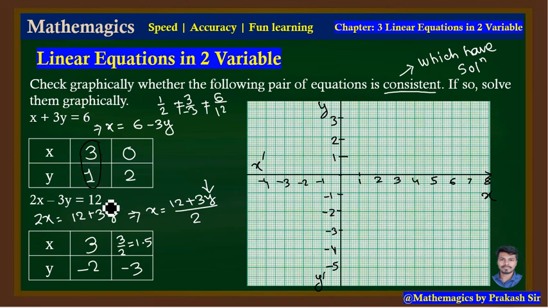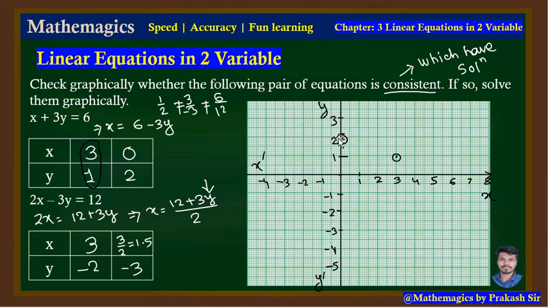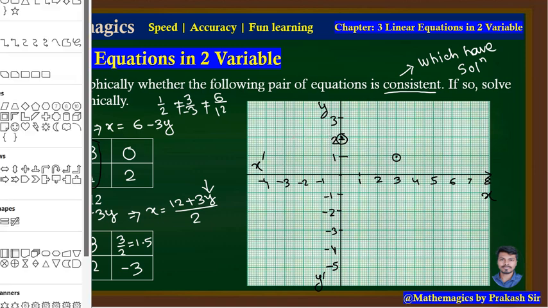Now the first coordinate is 3 comma 1. So x becomes 3 and y becomes 1. I'm just preparing the coordinate here. Second is 0 comma 2. It means x is equal to 0 and y is equal to 2. So this is the point. And dear friends, now I'm just going to join both the points. So here I'm preparing the points.